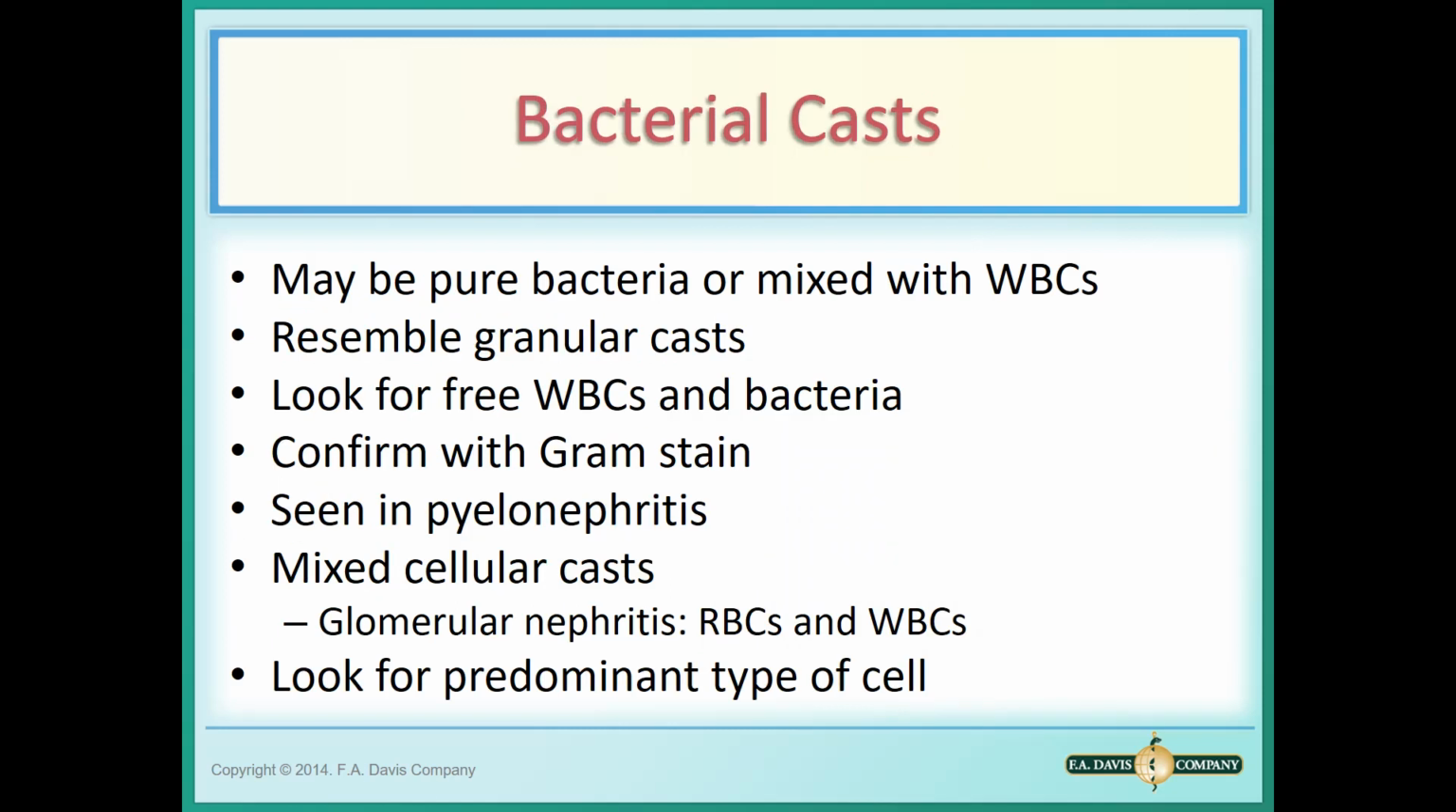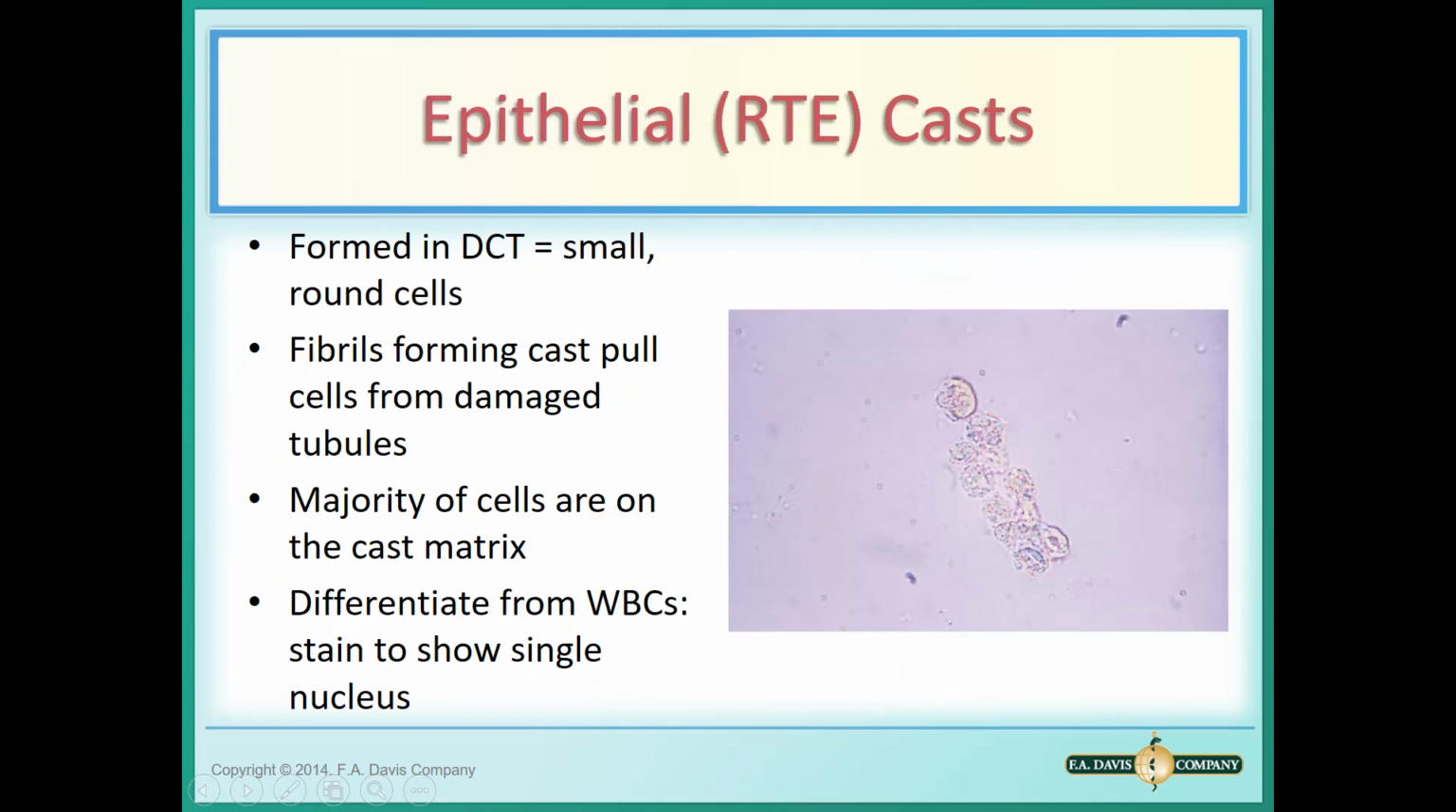And I say that because bacterial casts typically resemble granular casts. You have to be super careful to really look and see if you see a bacteria there, and you're going to see bacteria outside of the casts as well. We're going to confirm this. We can do a gram stain and look and see what kind of bacteria we have, and we see them in things like pyelonephritis. Anything can go into those protein matrices.